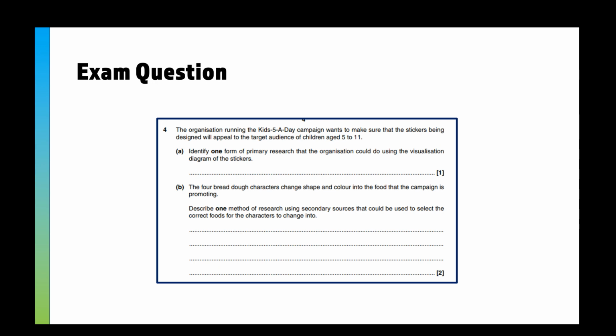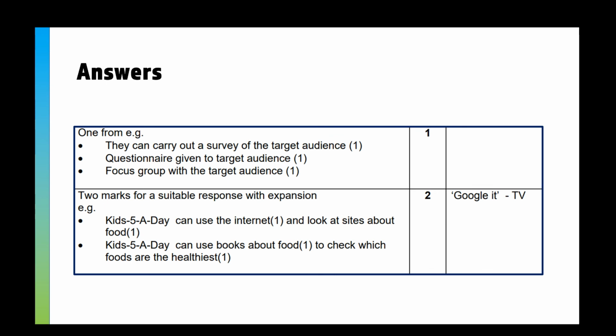And for the answers, so the first one, you can carry out a survey of the target audience, a questionnaire or a focus group, and then 2 marks for you can use the internet and look at sites about food, you can use books about food to check which are the healthiest. Don't write Google it. If you wrote Google it, yes, that does mean using internet research, but it's too vague and you would not get the mark.